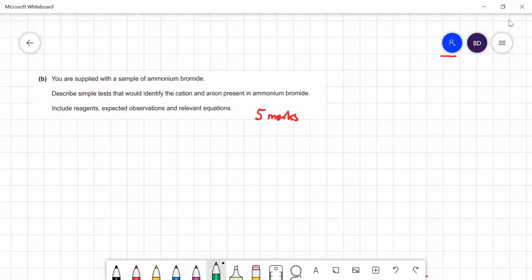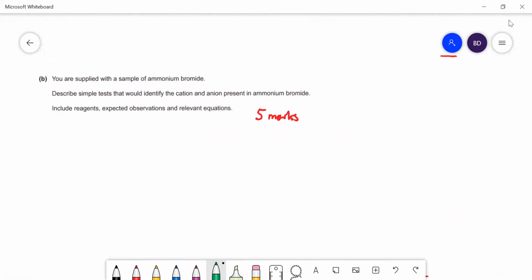Okay, you're supplied with a sample of ammonium bromide. Describe simple tests to identify the cation, where the cation is the positive ion, which is ammonium, NH4+, and the anion, which is Br-. Okay, and include reagents, observations, and relevant equations. Right, bromide then, let's do that one first.